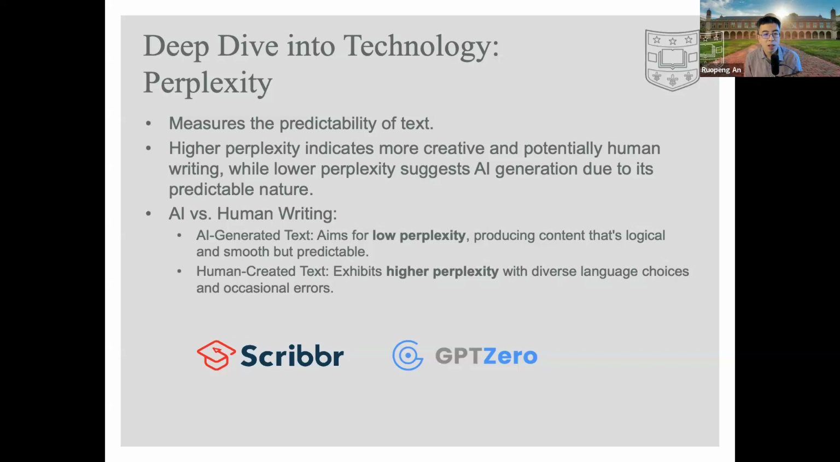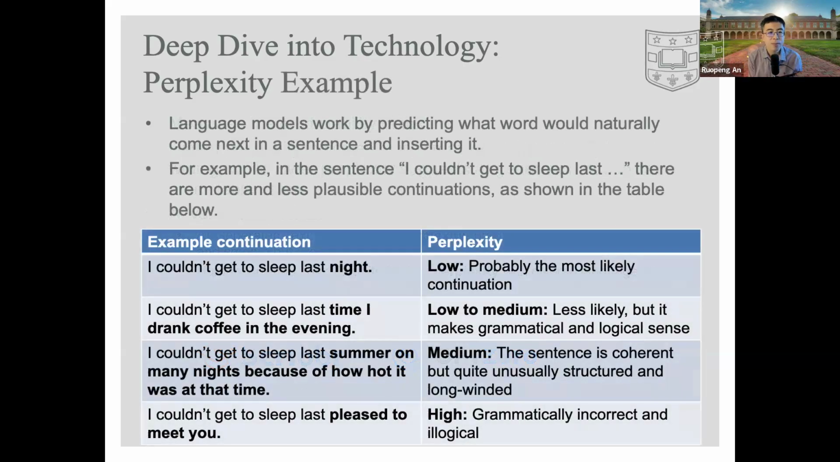In a nutshell, the AI-generated text aims for low perplexity, producing content that is logical, very smooth, coherent, but also very predictable and lacking creativity. On the other hand, human-created text exhibits high perplexity with diverse language choices, but occasionally errors. And Scribbr and GPTZero mainly adopt perplexity as their statistic in identifying AI-generated text. So that may give you some examples.